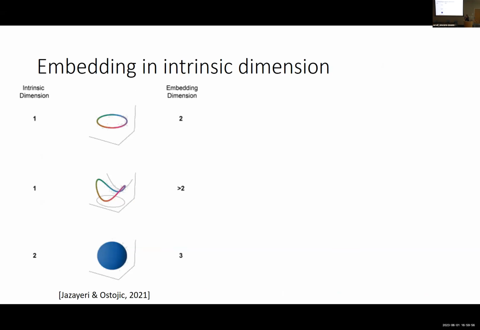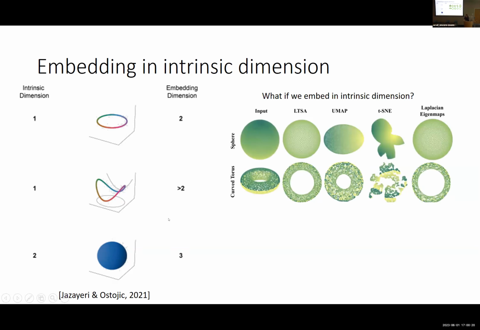So one of the goals that we're setting out to achieve here is, again, if we consider, for example, a circle, its intrinsic dimension is 1. We only need the angle in order to encode where we are. But its embedding dimension is 2. We typically need 2 parameters in order to know where we are on the circle. Similarly, if we have a closed curve or if we're on the surface of the sphere. And what we wanted to know is what happens if you try to embed data in its intrinsic dimension.